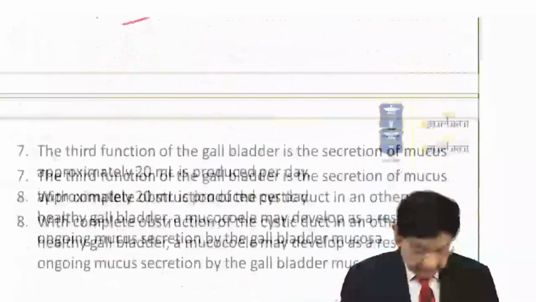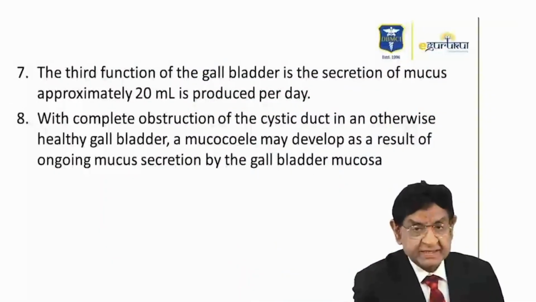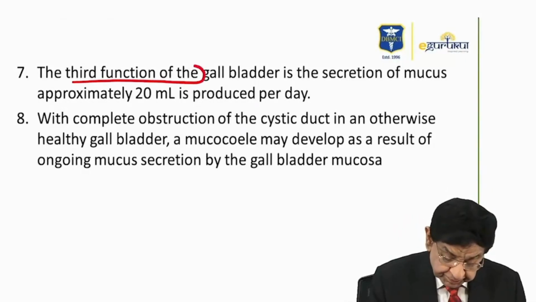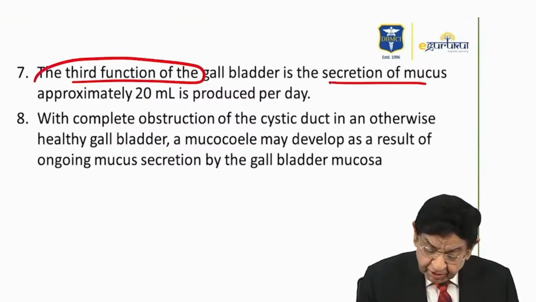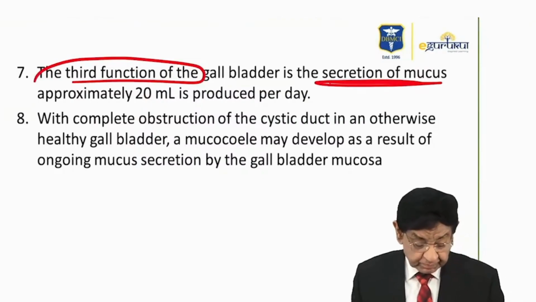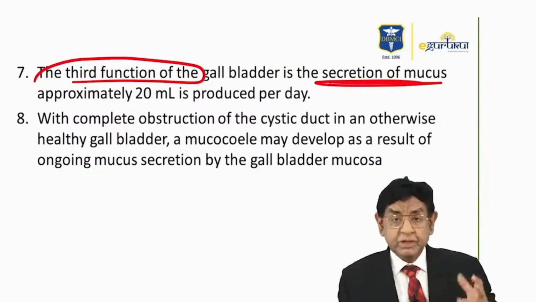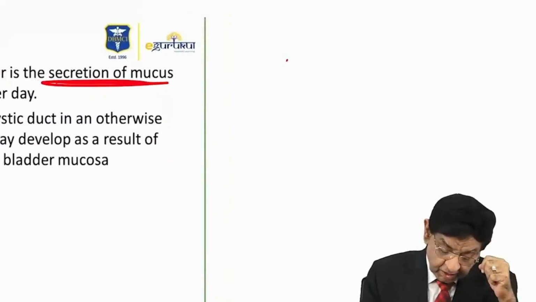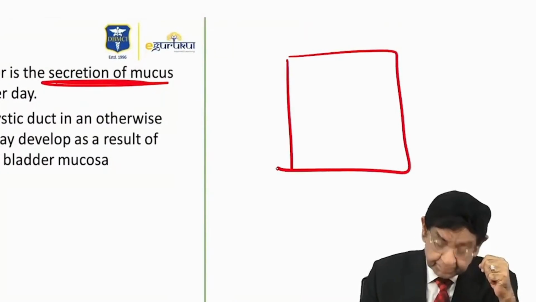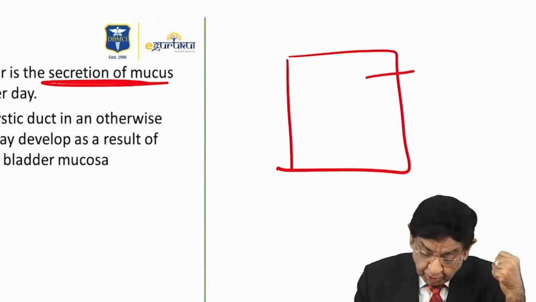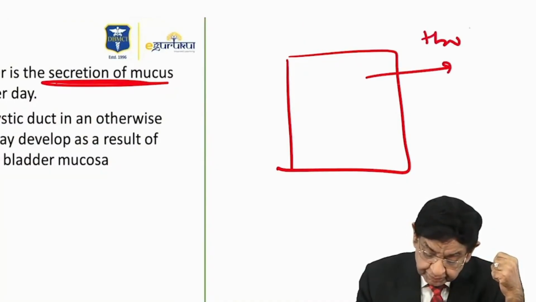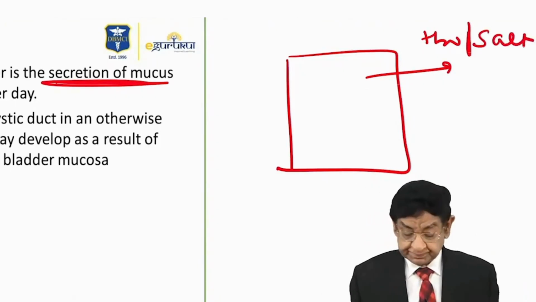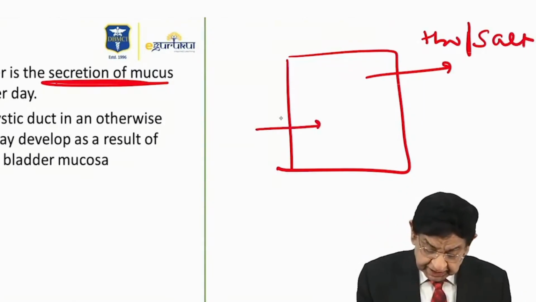We have a third function also. What is that? The third function: secretion of mucus. Mucus is secreted. To come back, the gallbladder absorbs water and salt. Salt means sodium chloride. But it secretes mucus.